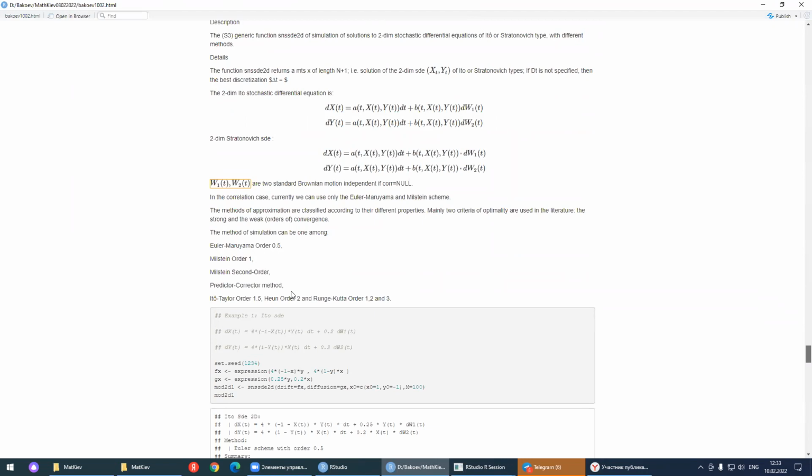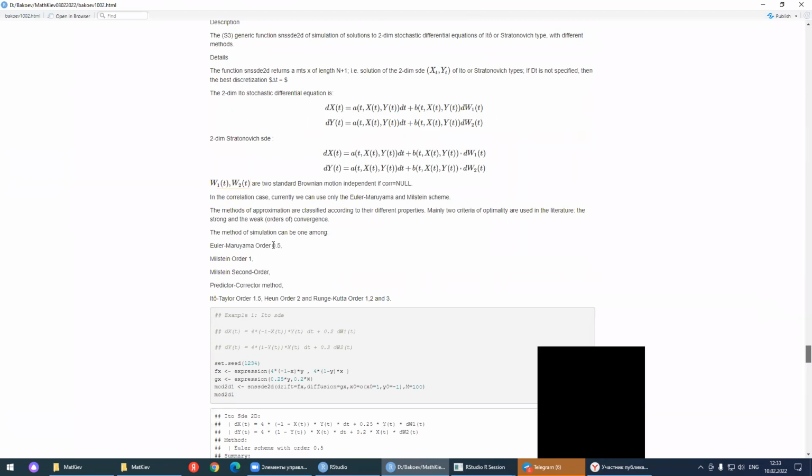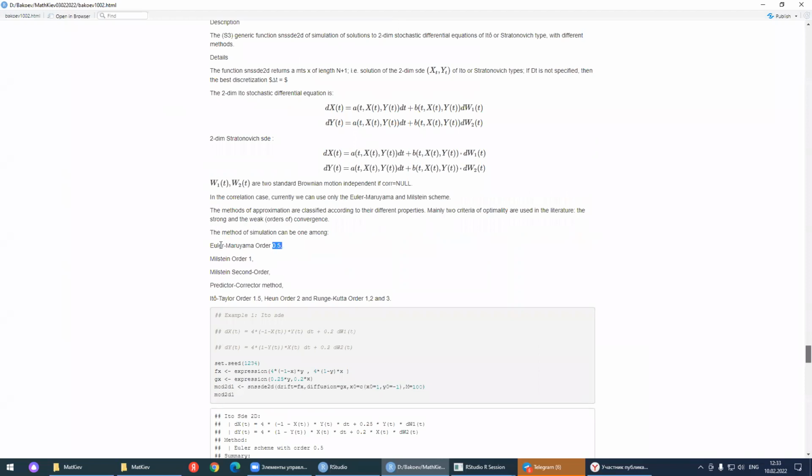It depends on what order of convergence you want. If you want 0.5, it is easy to use the Euler-Maruyama method. If you want more exact work, you can use Milstein or Runge-Kutta methods, but in this case you can lose in simulation time, maybe in efficiency of the simulation.